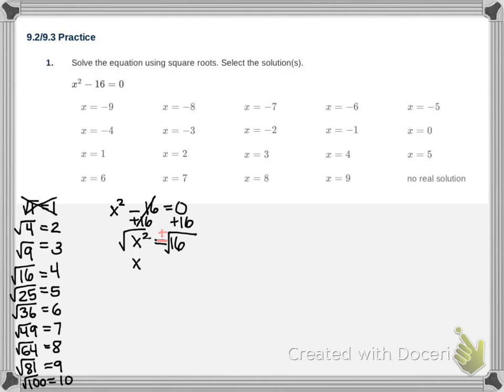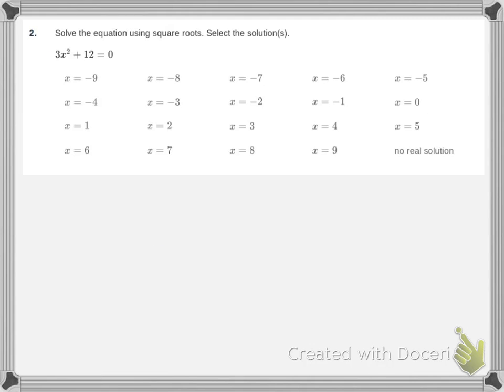So this becomes x on the left. That's why we square rooted, so it could get rid of that squared. Plus or minus is just going to stay, and it's 4. So there are going to be 2 answers here, plus 4 and minus 4. Let's see if we can find them. Negative 4 is right there, and positive 4 is right there. And we're good. I don't see any other solutions.